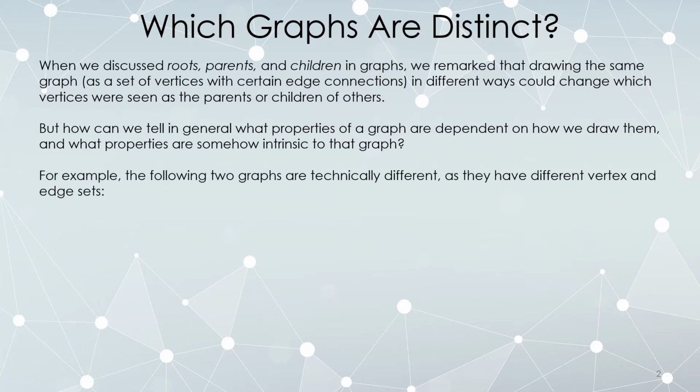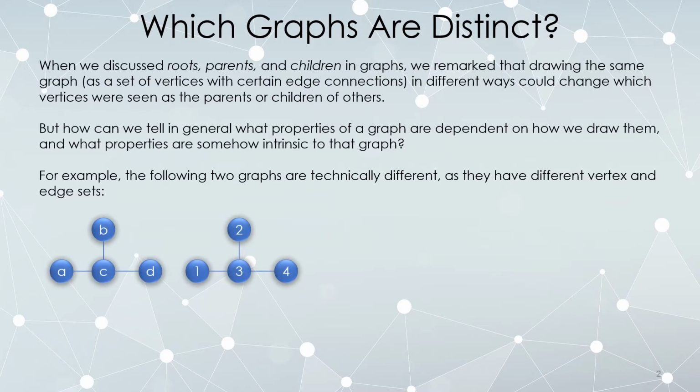So for example, the following two graphs on a technical level are different. The one on the left has a vertex set A, B, C, D. The one on the right has vertex set 1, 2, 3, 4. Since those are different sets, because they have different elements, they are different graphs. But they kind of look obviously to be the same. There's a central vertex connected to three others. So are they really different, or in some way are they the same graph?